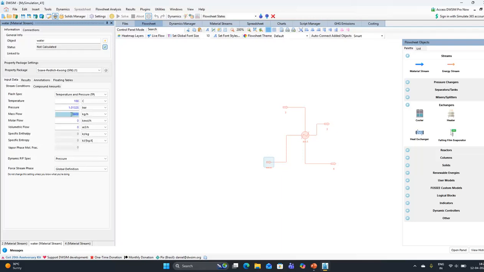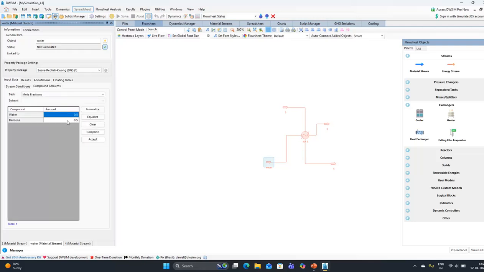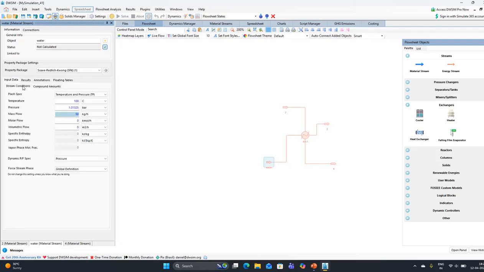Initially I will put only 50 kg of steam because steam has a high amount of latent heat, and make the mole fraction of benzene 0. I will accept this. So now you can see the whole stream will be water and the vapor phase mole fraction should be 1. Now click on 2, it should be methanol, not methanol, sorry, benzene.